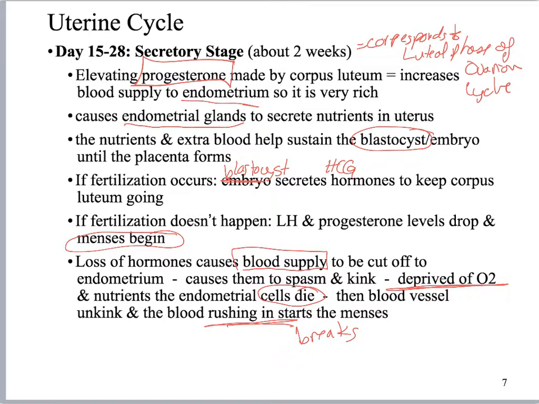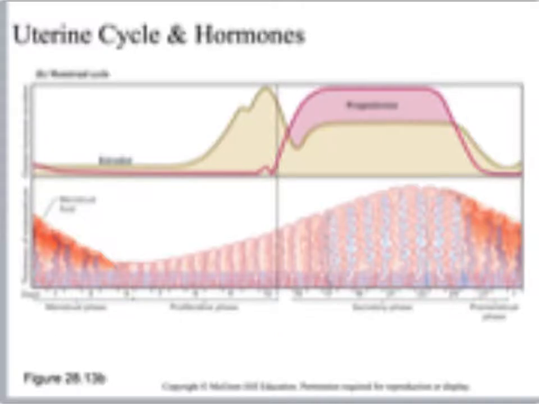So cramping is going to be partially the spasming of these blood vessels, but then also the uterus muscles will contract periodically to help kind of squeeze that stuff out. Okay, next slide. All right, let's look at how these things are overlapping, okay?